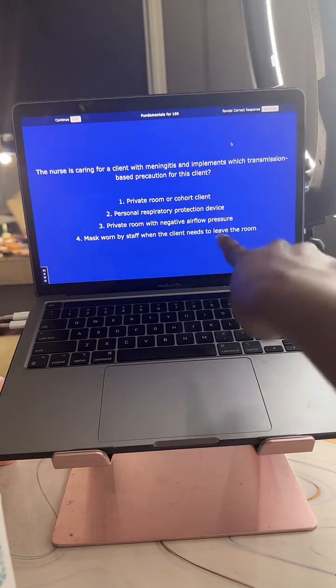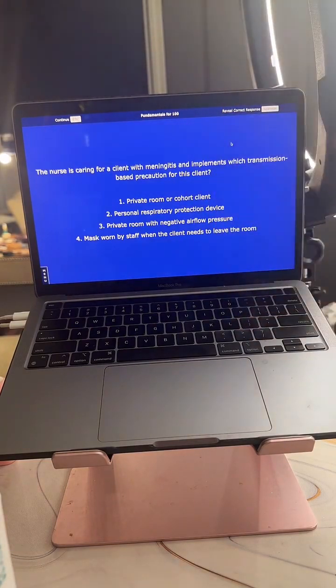Okay, so tell me what you got, tell me what answer, and then tell me why. And by why, you're telling me because it is blank precautions. All right, what is it? Airborne? Is it droplet? Is it contact? What kind of transmission route is meningitis?